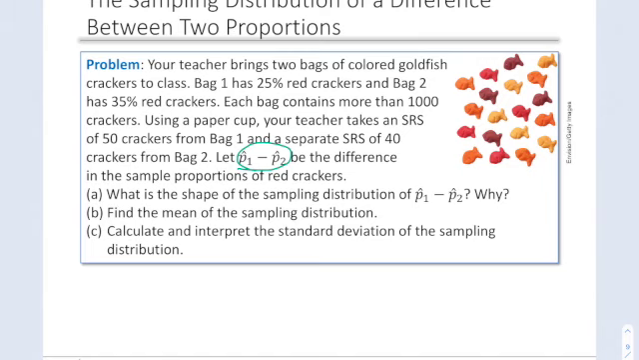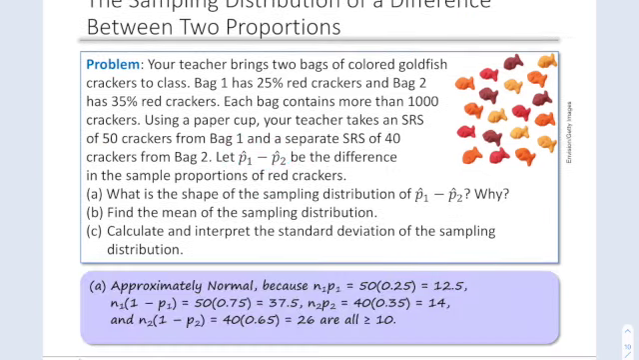First, I would like to say, in general, it does not matter which order you do the subtraction. It's all based on the results that you get and what the interpretation is. However, in this particular problem, it's telling you the difference to take. It's the first bag minus the second bag, so you must do it in the order dictated. So what is the shape of the sampling distribution and why? Find the mean of the sampling distribution and calculate and interpret the standard deviation.